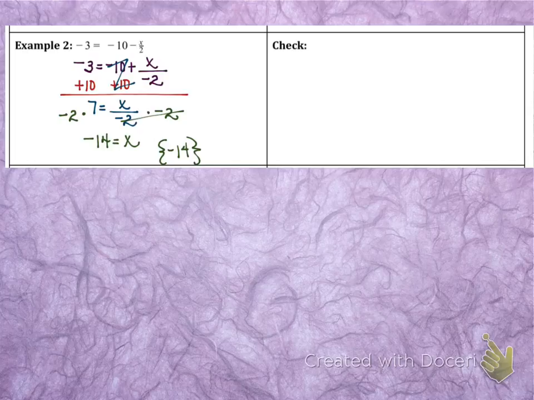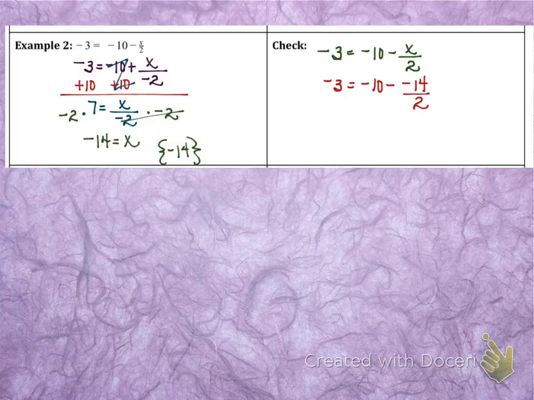Let's try the check. So I've got my original and my plug-in, and then following order of ops, I'm going to clean up this negative 14 divided by 2 first. So that leaves me with minus negative 7. And that's the same as saying negative 3 equals negative 10 plus 7, which gives me negative 3. So that checks out.